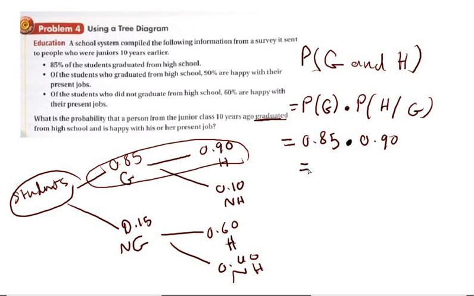And the product is equal to 0.765 or about 0.77. I will leave the last one for you to solve, and the answer is 0.9 or 90%.